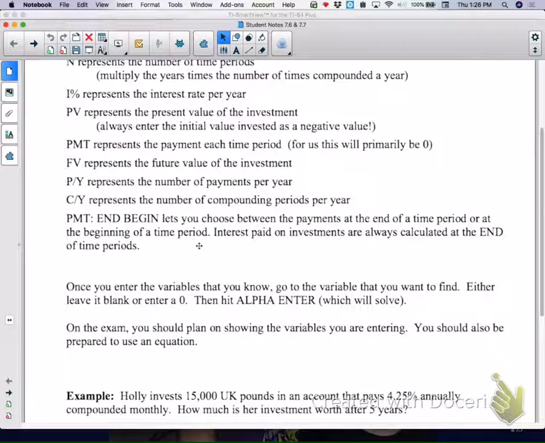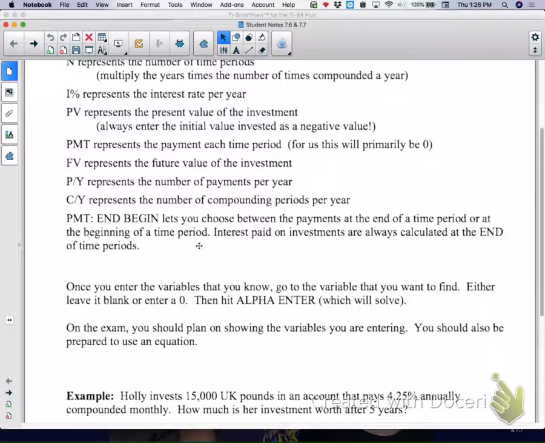And then when you're done, you will go back to whichever one it is that you want to solve for, and you will hit alpha enter. So if you look above the alpha button, it says the word solve. So when you hit the alpha button, it'll activate that solve function.